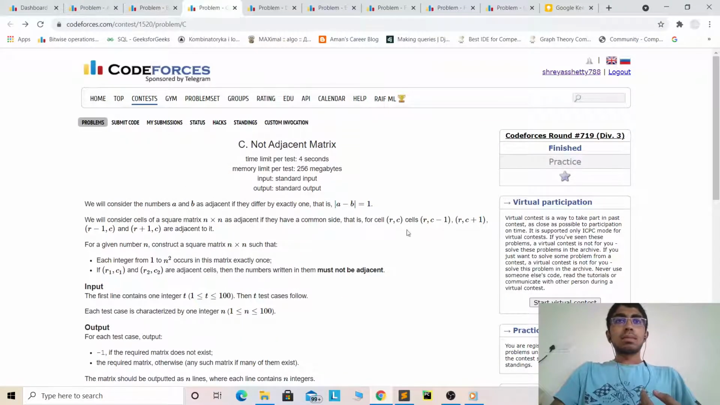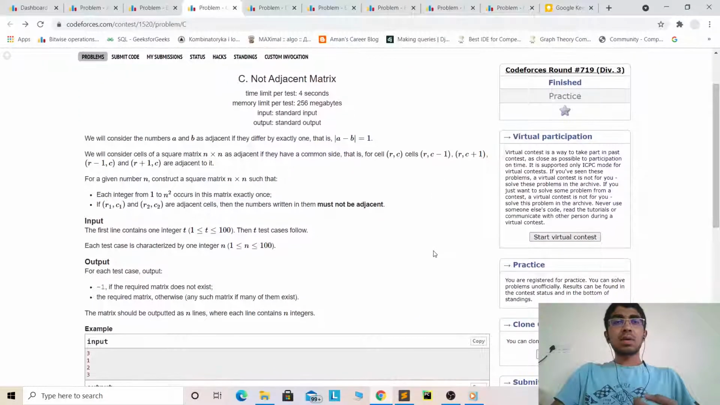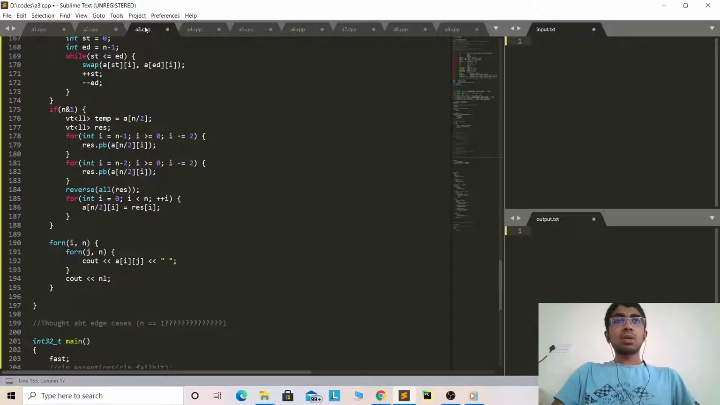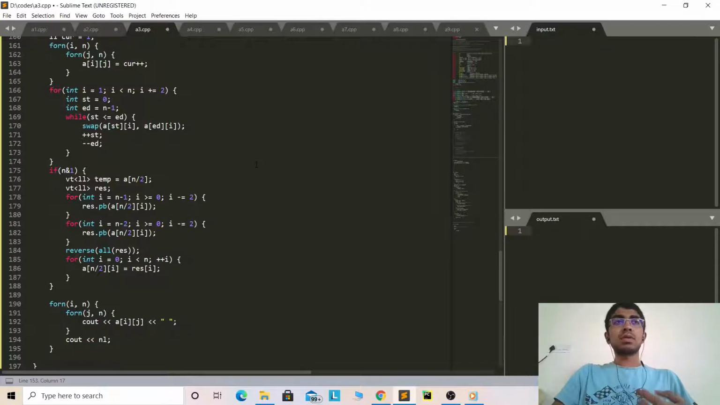And problem C. In problem C, we have integers from 1 till n squared, and we need to arrange them in a matrix of n cross n such that there is no adjacent cell whose absolute difference is equal to 1. So one of the simplest approaches to solve this problem is to first arrange all the odd numbers and then arrange all the even numbers.